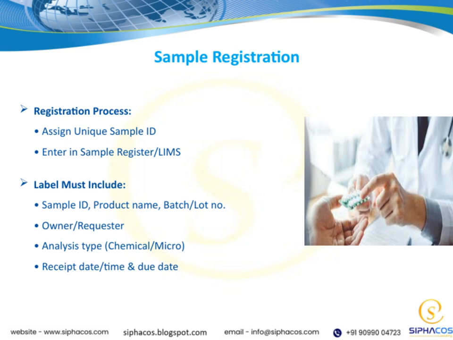The label should also specify the type of analysis to be performed, whether it's chemical or microbiological, so everyone knows the scope of testing. Finally, the label must include the receipt date and time, as well as the due date for the analysis. This helps us keep track of turnaround times and ensures timely results. By following these steps, we make sure our sample registration process is thorough, accurate, and aligned with our overall quality management goals.